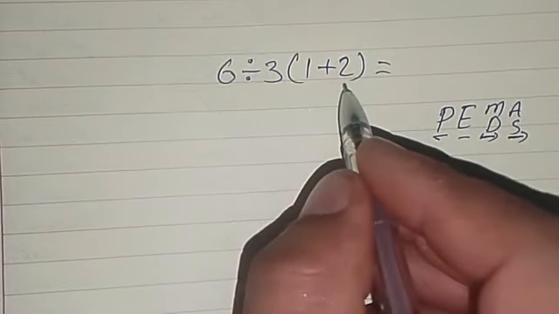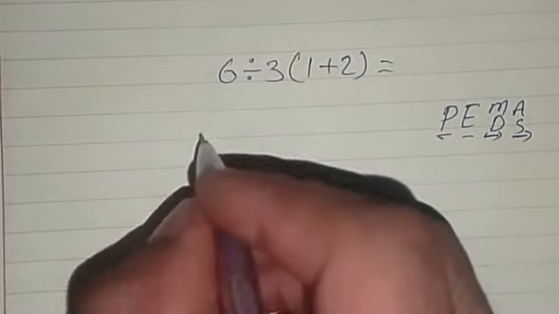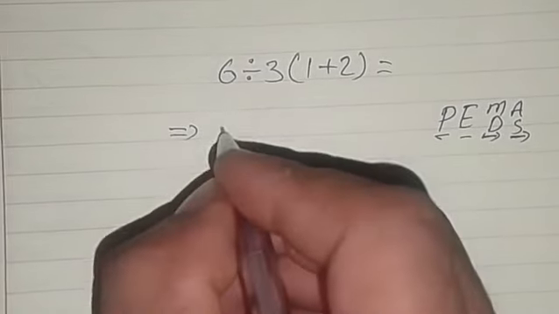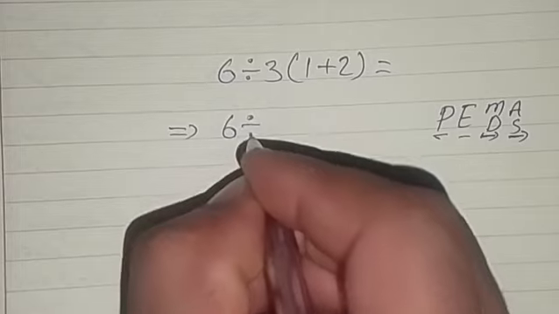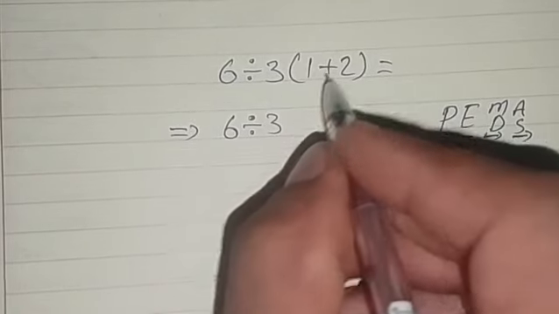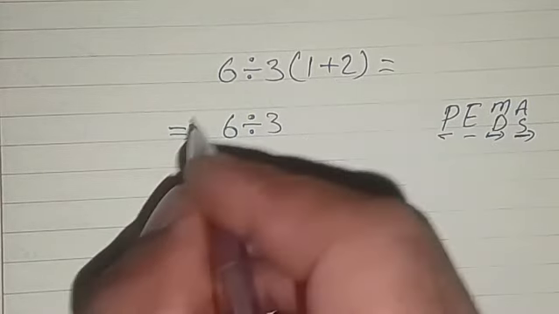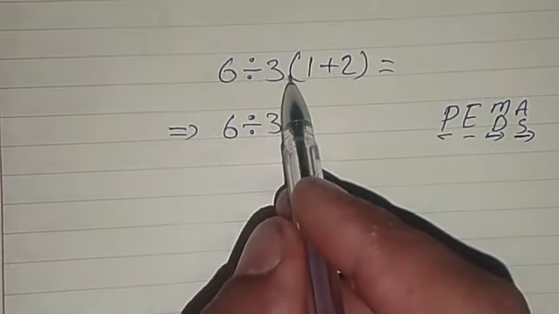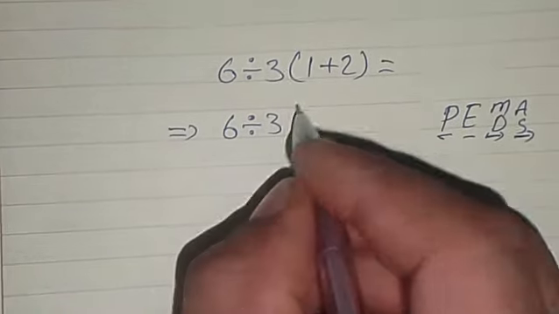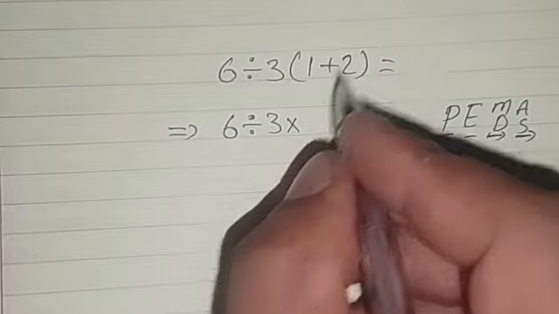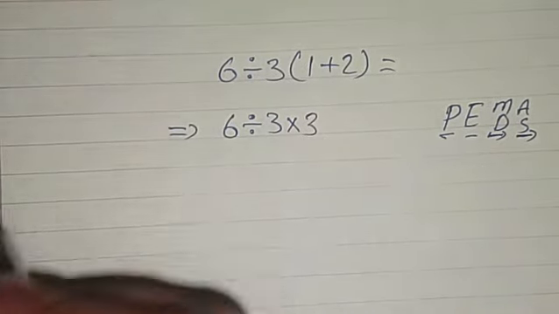Now we have one parenthesis here, so we solve it. The equation becomes 6 divided by 3. 1 plus 2 give us 3, and now we have one multiplication here, so we write multiplication. 1 plus 2 give us 3.